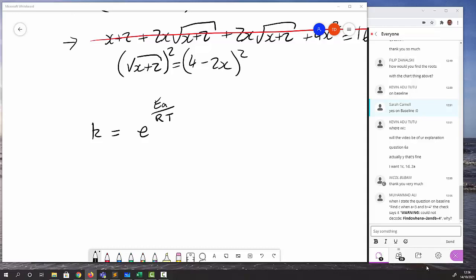When I state the question on Baseline, it says it could not decode that. All right, leave that with me, I'll have a look at that. Obviously Baseline is trying to do something and it finds it can't decode it. Just leave that with me. I'll see what that means, because I need to go through the questions and see how they operate.